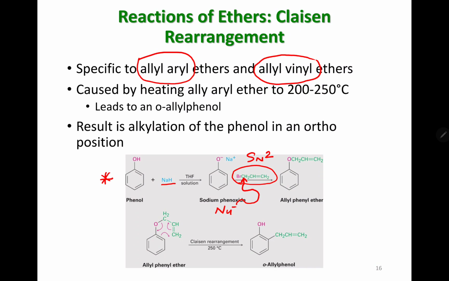And then for this Claisen rearrangement, what you need is an ether such as allyl aryl ether or allyl vinyl ether, and then you will heat it to high temperatures, around 200 to 250 degrees Celsius. If you heat your reactant, which is your ether, to higher temperatures, you will achieve this Claisen rearrangement. All right, so let's take a look at the mechanism in the next slide.